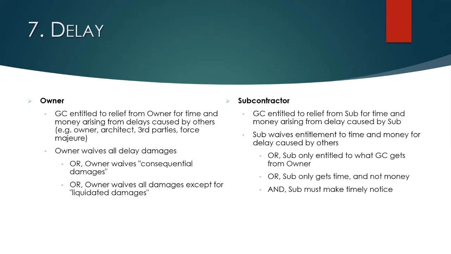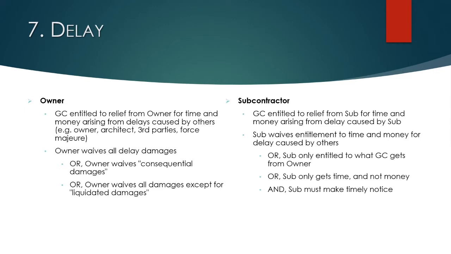On the flip side, for delay that you may cause, you should have the owner, if you can, waive all delay damages against you. But if that's too strong and the owner doesn't accept it, maybe the owner waives consequential damages. And then if that doesn't work, another alternative would be waive all damages except for liquidated damages. And then again, you liquidate or pick the amount of what the delay damages are going to be. So you're not arguing about other damages caused to the owner.